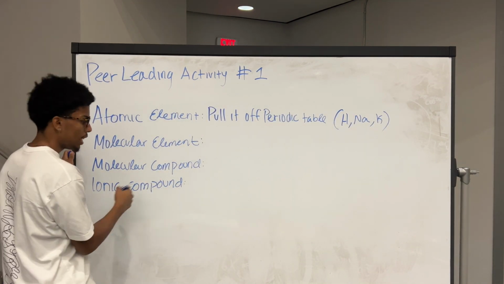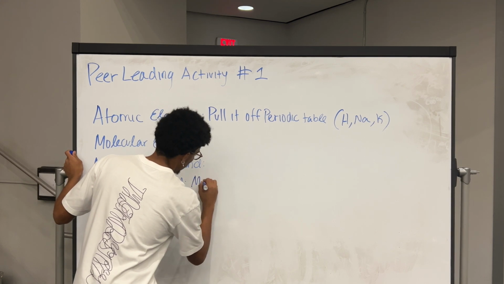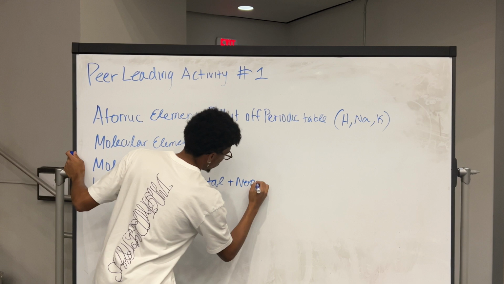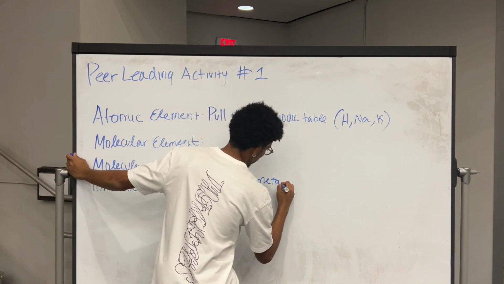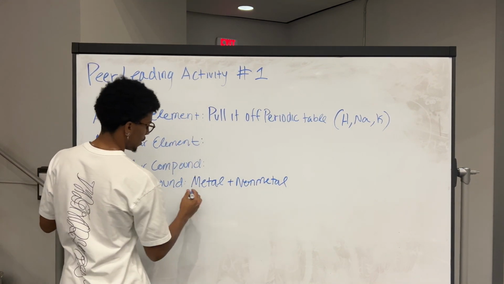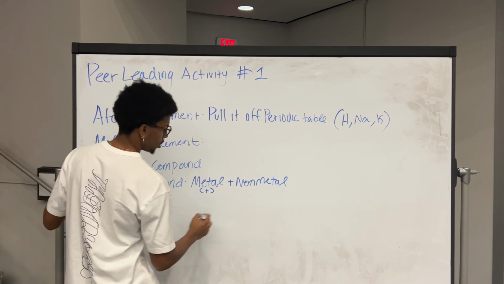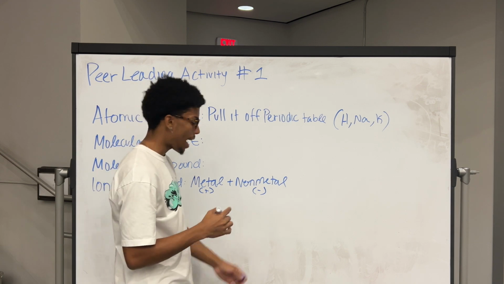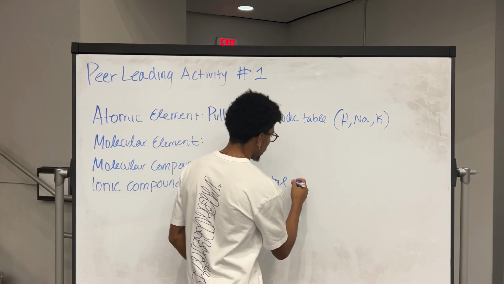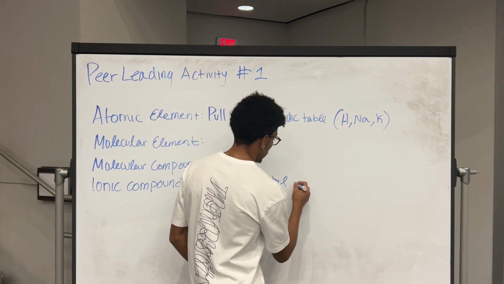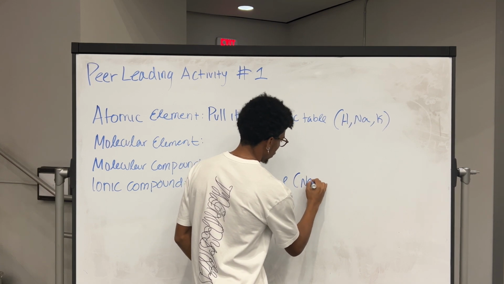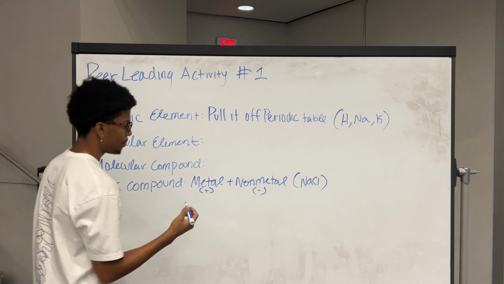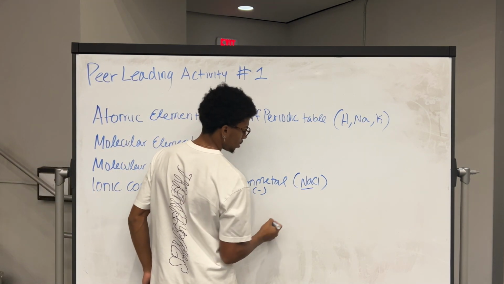And so let's focus on that. Ionic compound is a metal plus a non-metal, right? These are plus charged, and these are minus charged. Okay, so an example of that would be, let's see, sodium chloride. Okay. We have our metal and our non-metal.